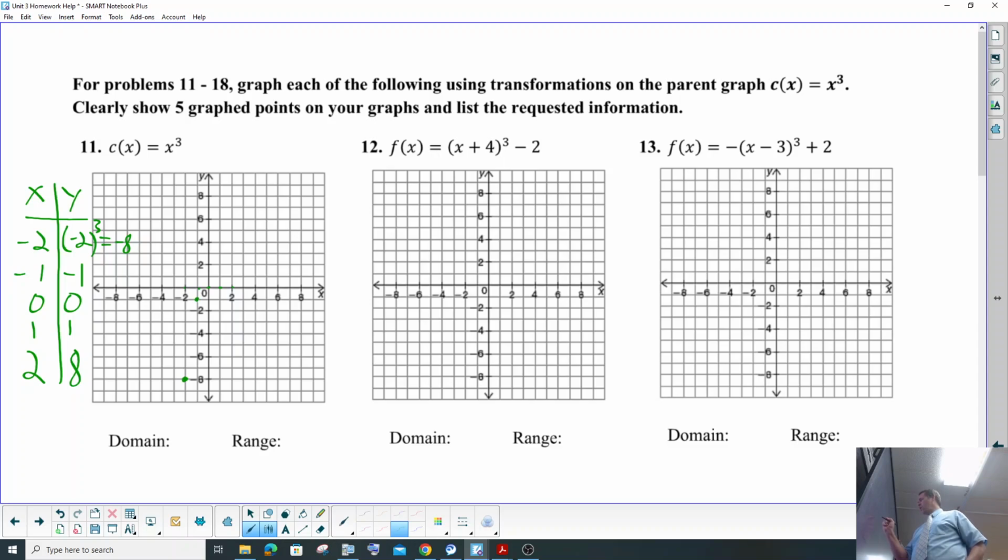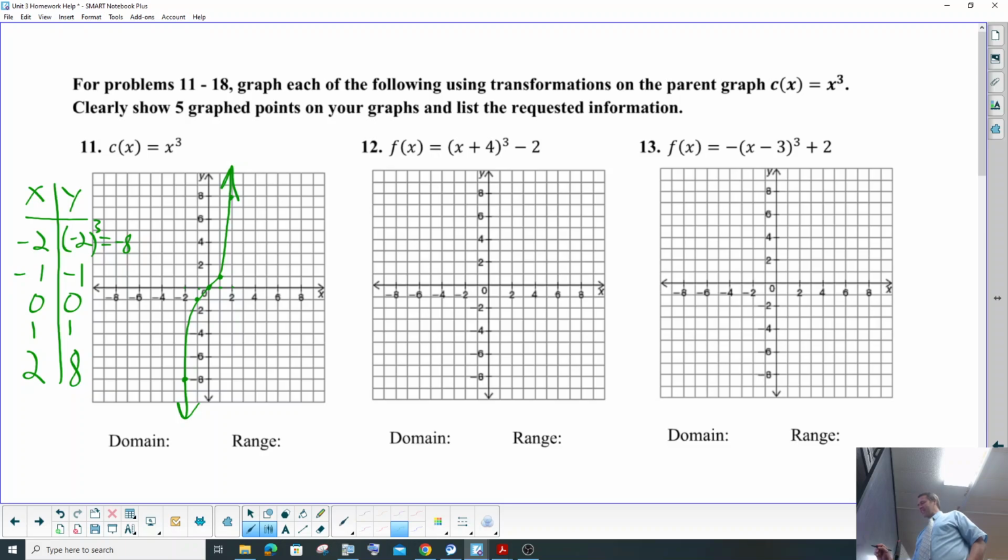Negative 1, 0, 0. Over 1, up 1. And over 2, up 8. Do you remember how to do our parent function? That's our parent function. Mommy, daddy, parent function. So that's going to go up and to the right as well as down and to the left.